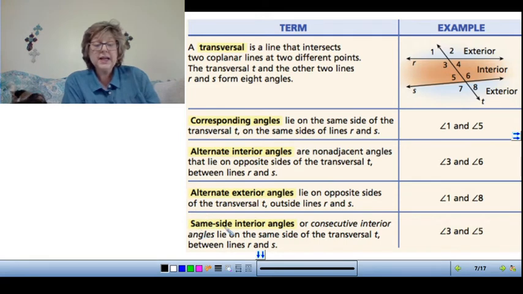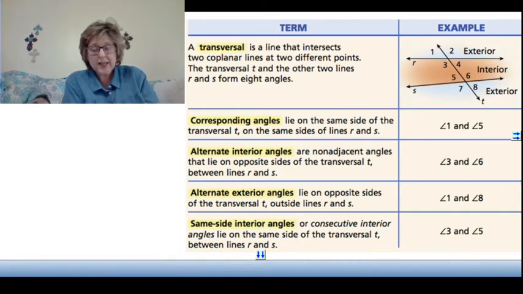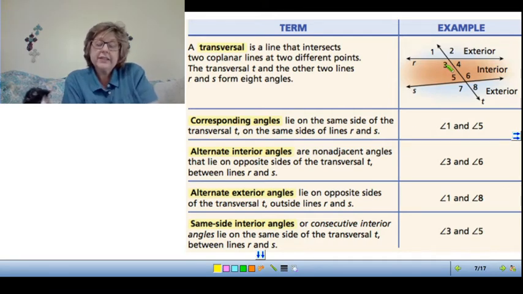Now, I call these same side interior. Some people call them consecutive interior. There are different names for them, but I always like same side interior because same side tells me exactly where they are. They're on the same side of the transversal on the interior. Like 3 and 5, or we could also have 4 and 6. Those are same side interior angles. So those are the angle pairs that we have: same side interior, same side exterior, alternating interior, alternating exterior, and corresponding.